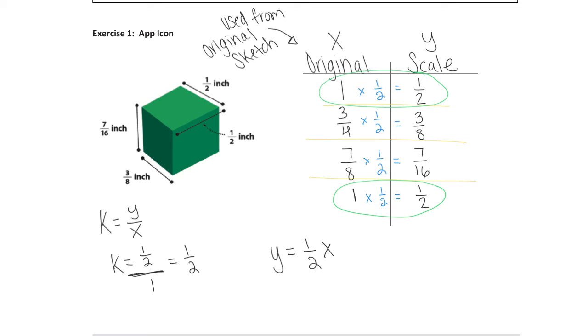Because this image is proportional to the original sketch, we're going to say it is a scale factor, because it is in proportion.